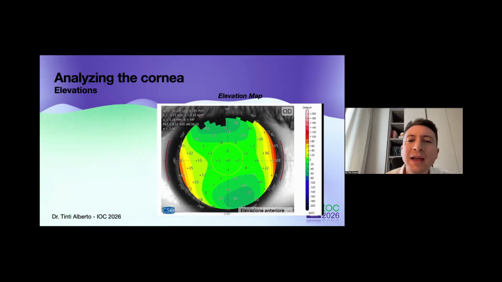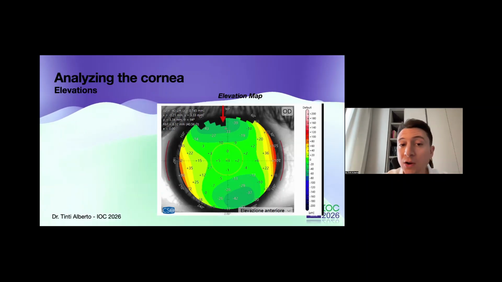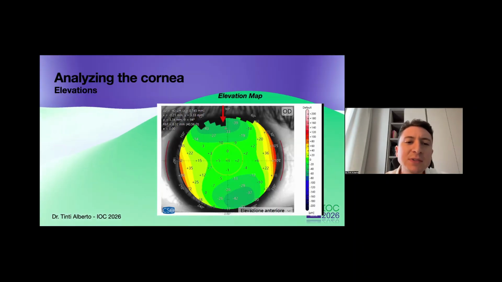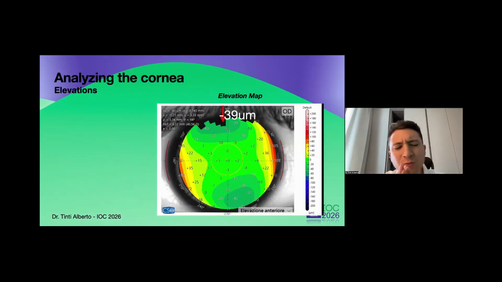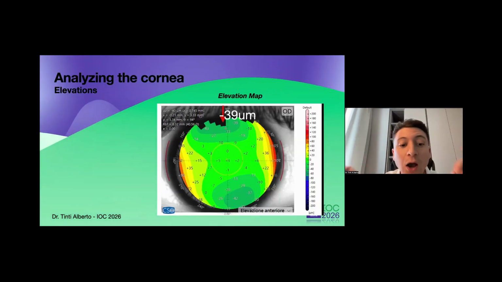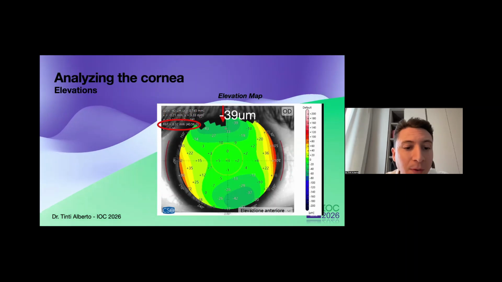So let's look at the elevation map. Here we're looking at a normal cornea. Can you see those numbers here? For example, we see minus 39, but what does that actually mean? Minus 39 compared to what? These values we are seeing here are measured relative to a reference surface called the best fit sphere, and we can see its radius right there: 8.32.